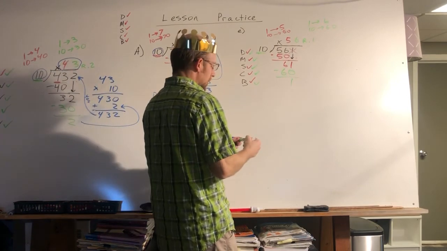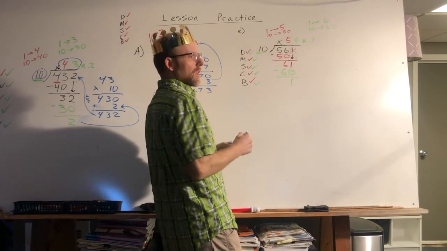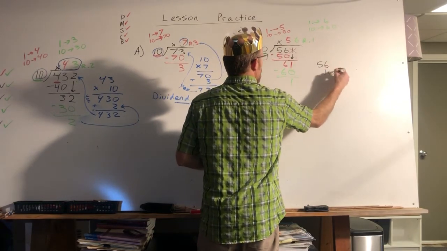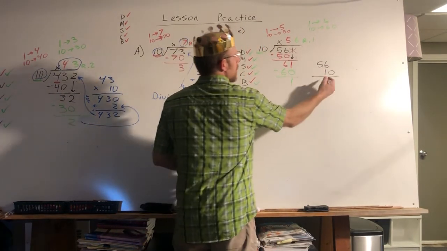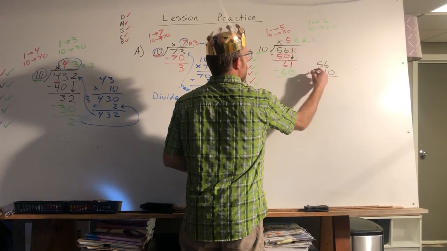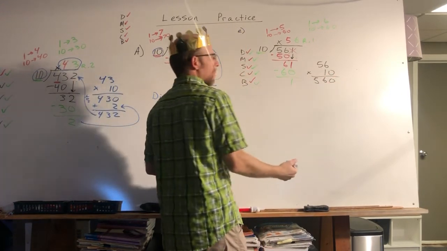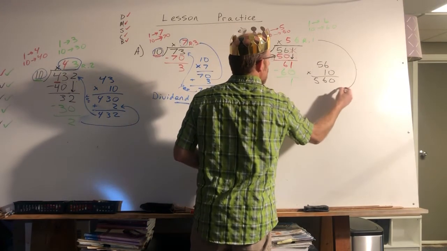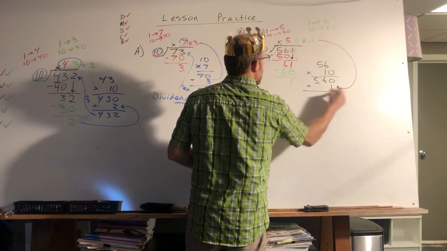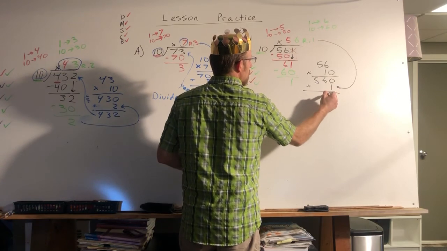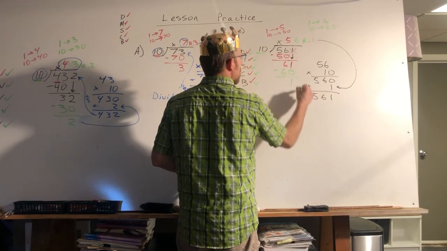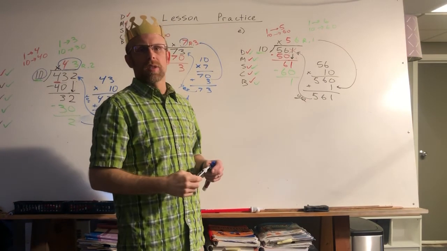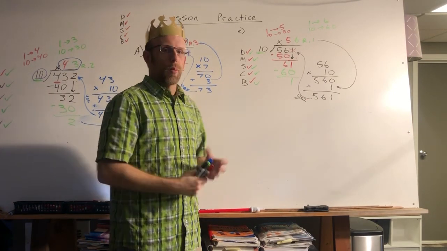Now I have to check it. I take 56 times 10, and a lot of you can do that in your head. That's 6, 5, bring my 0 down. Remember, I could hang my 0 there. And then I have to add my remainder. 0 plus 1, 6 plus 0, 561. Does that work? Yes, it does. 561 ends at the dividend. Hope this makes sense.